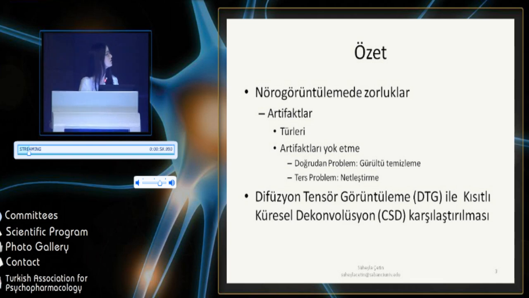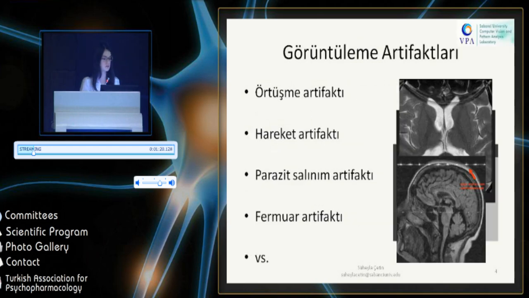Today I'll be talking about challenges in neuroimaging. First of all, I'm going to focus on artifacts, their types, and how we can do away with these artifacts. Then I will talk about diffusion tensor imaging, and this is my current area of focus, and I will also be comparing this with the limited modification system, which is a new method.